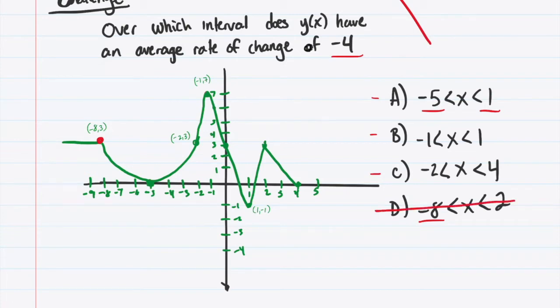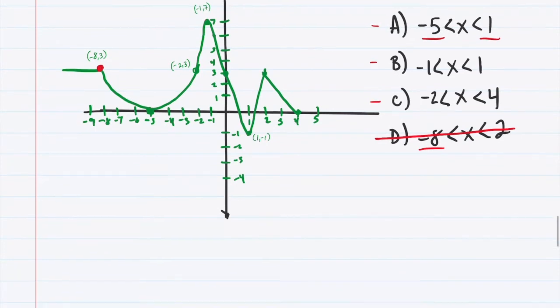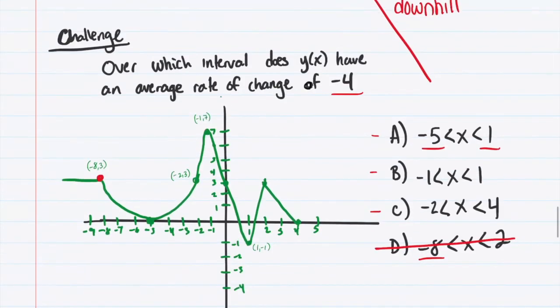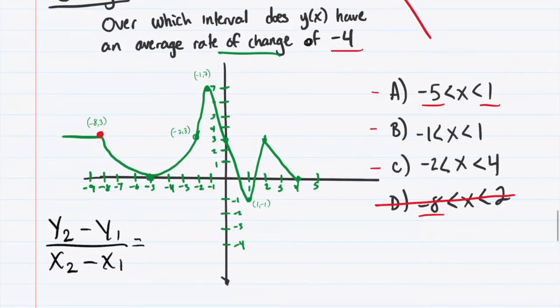Now, how do we figure out the rest, guys? Simple. Now that we at least got one out of the way, we have a third chance of getting it right. Well, we're trying to find the rate of change. Do you guys remember the formula for rate of change? It's actually y2 minus y1 over x2 minus x1. And we're going to do this until we get an answer of -4.